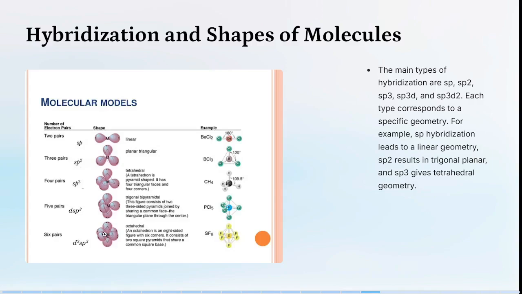So now let's see the main types of hybridization. The main types are SP, SP2, SP3, SP3D2, and SP3D orbitals. There could also be variations of SP3D and SP3D2 orbitals. Each of these corresponds to specific geometries. For example, SP hybridization always has a linear geometry, SP2 hybridization always has a trigonal planar geometry, and SP3 always has a tetrahedral geometry. This is the reason why alkanes are said to be tetrahedral, because they have SP3 hybridization.